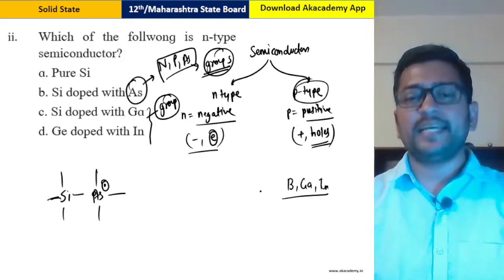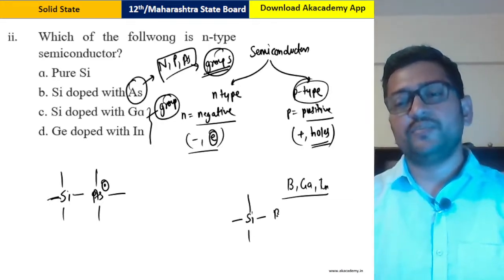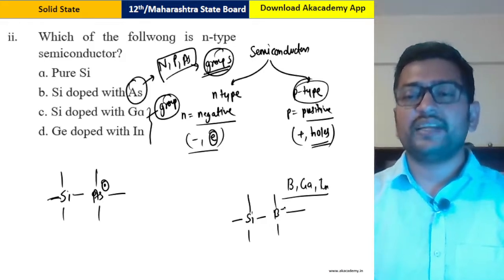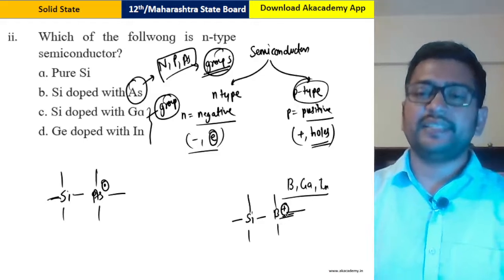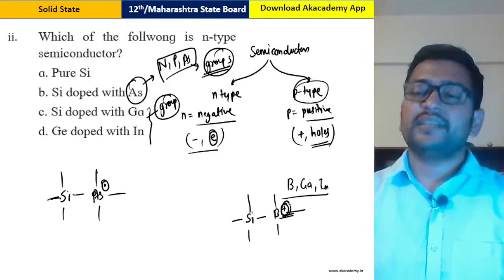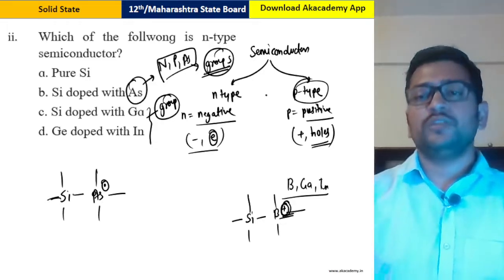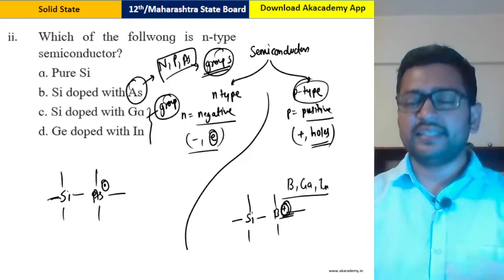But in case of a p-type semiconductor, the scenario is very different. Here we have, let's say, boron. In case of boron, there is a lack of electrons, so because of this, holes are generated. If holes are generated, the electricity conduction is by means of these holes. I hope you have understood n-type and p-type semiconductors and their working as well.